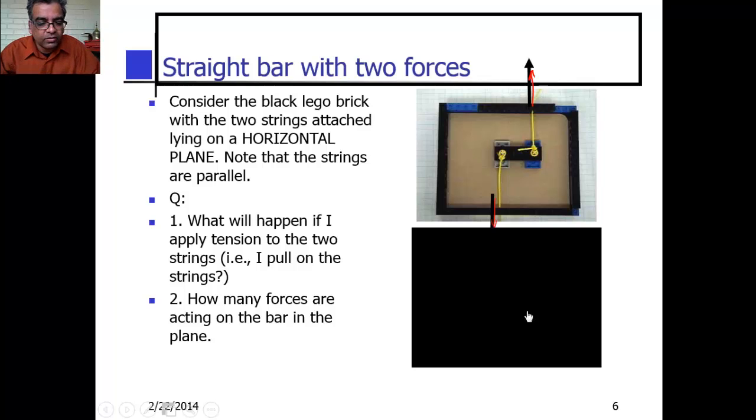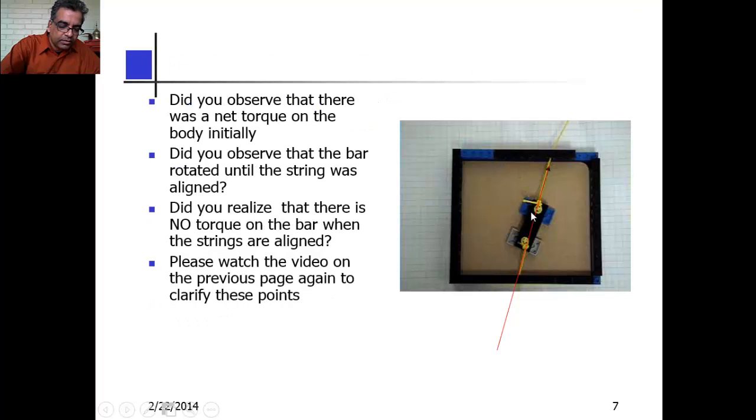This is a two-force body because there's a force applied here and a force applied there. You can see the line, and the idea is that when I started out, there was a net torque on the body. So the body rotated until the net torque went to 0, and when there was no torque, the strings were aligned along the line connecting the 2 points where the forces were acting. If you're not sure about this, go back, look at the video and come back.